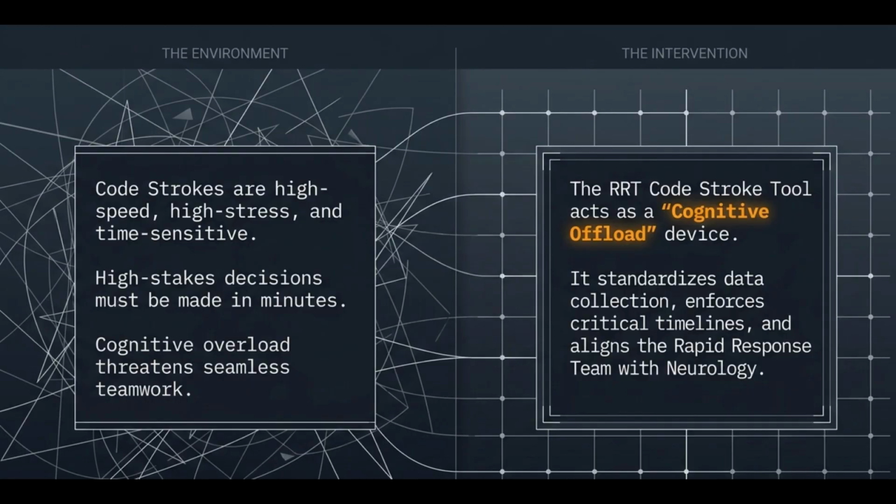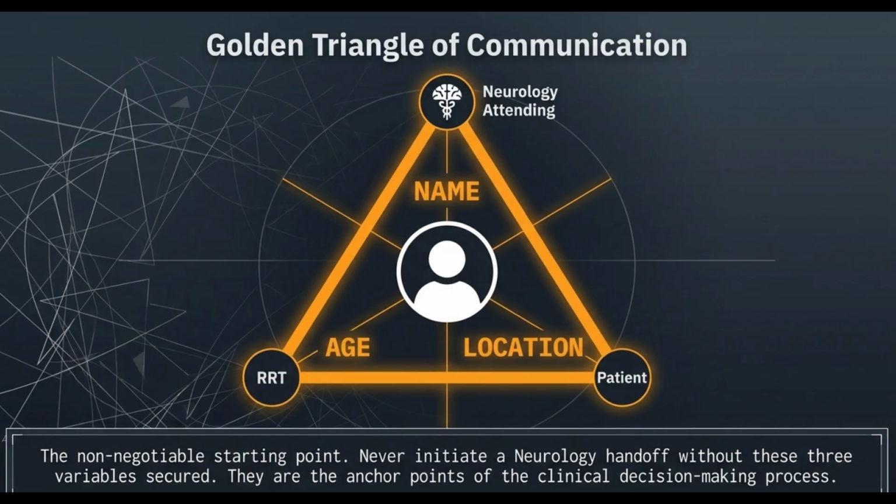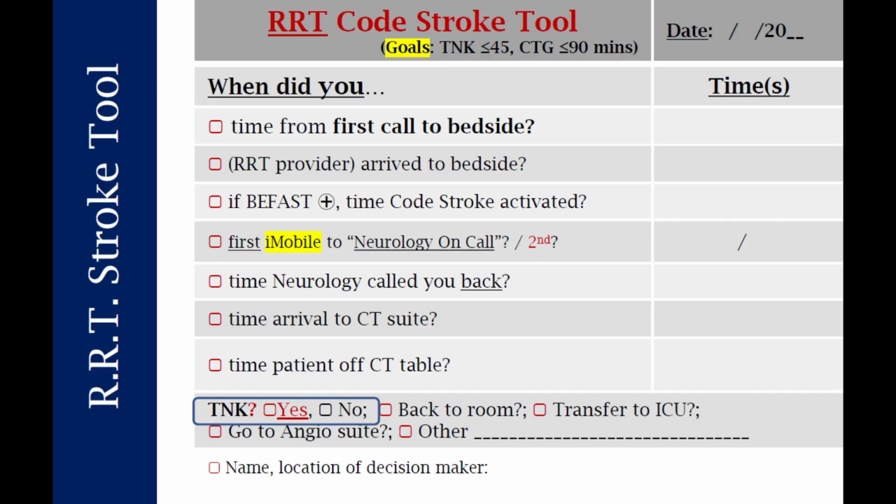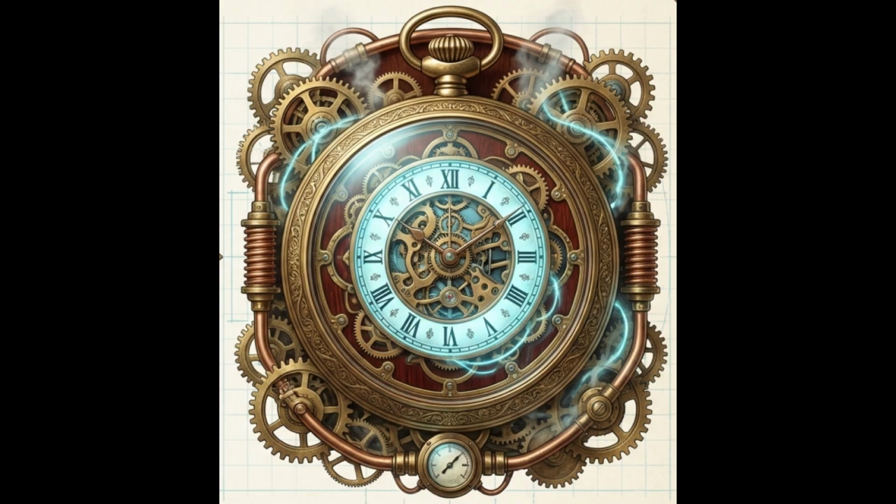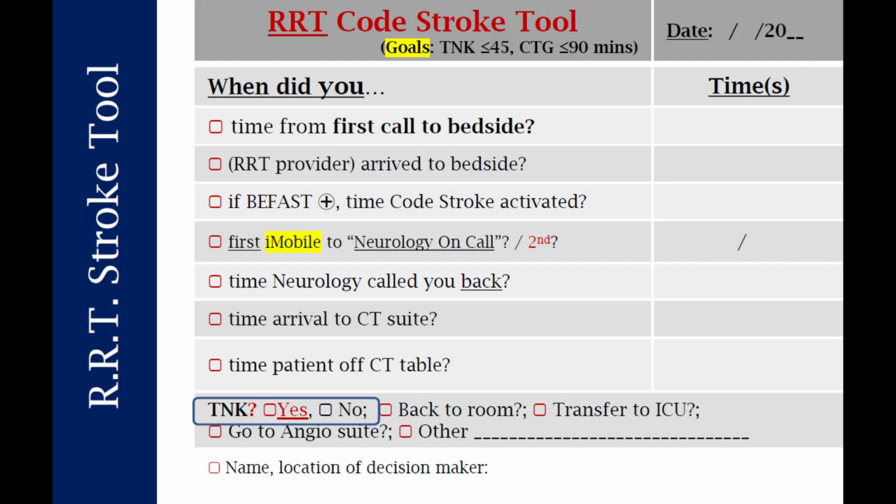Section 1, the high-stakes code stroke, calibrating the team. Okay, right off the bat, when a code is activated and you reach out to the neurology attending, you absolutely must anchor your communication. You want to always start by providing the patient's name, age, and location. But to do this effectively, the RRT tool card has to be treated like your master navigator's instrument. You should always carry this card on you at the ready.